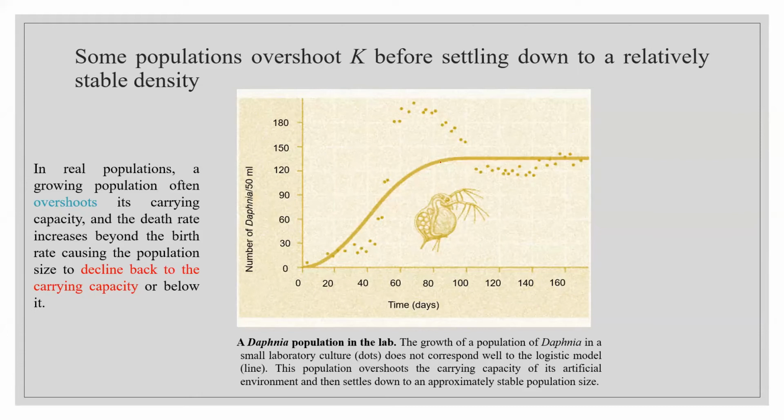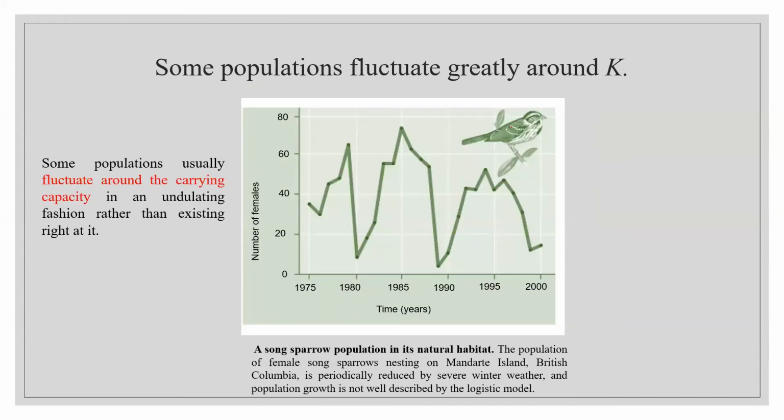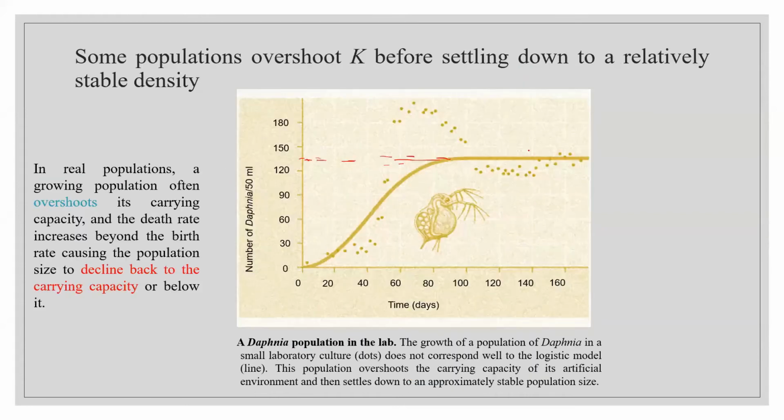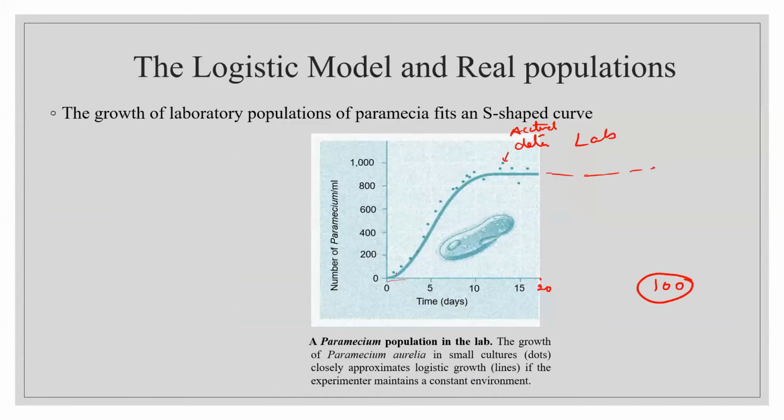Here this is the carrying capacity, around say 130 or 140, but during this period of time it was seen that it overshoots the carrying capacity, but finally it started declining back to the carrying capacity. Now this is another example. Here the sparrow population was allowed to grow in the natural habitat. See, this is the difference. Here they are growing in the natural habitat, and here they were grown in lab.